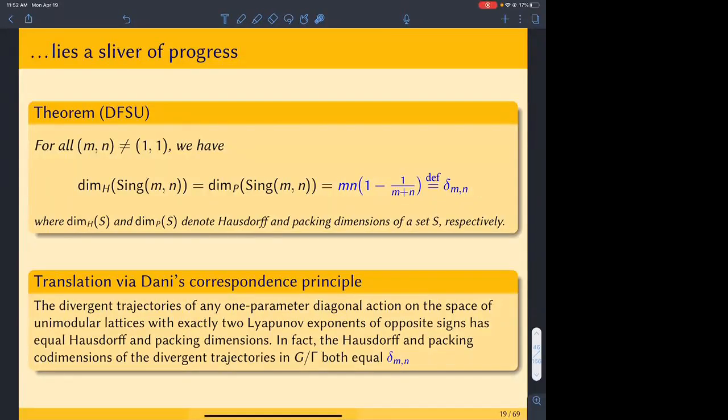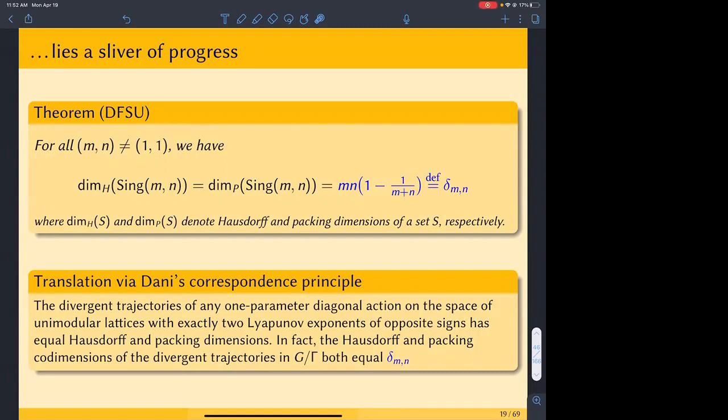Now, one thing about our paper is that we had to make a decision on how to present it, right? Did we present a bunch of theorems about metric Diophantine approximation, or a number of theorems about homogeneous flows? We took the decision not to translate each of our results into the setting of homogeneous flows, but rest assured that you can use Dani's correspondence principle to do that.